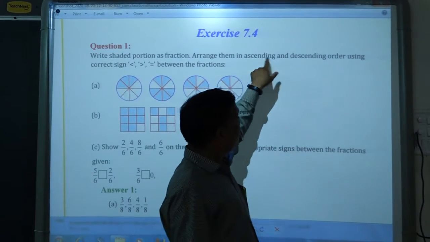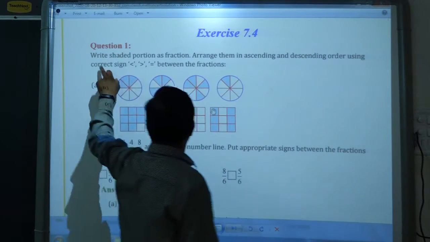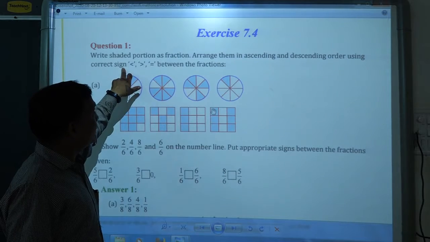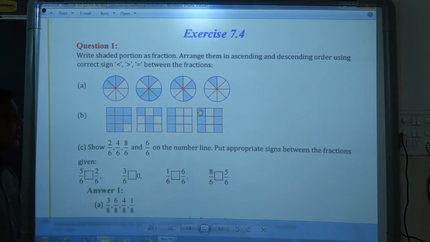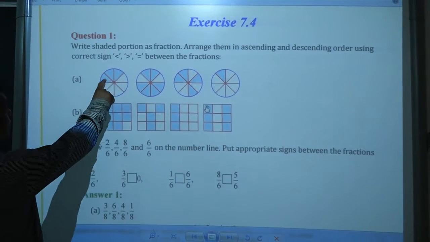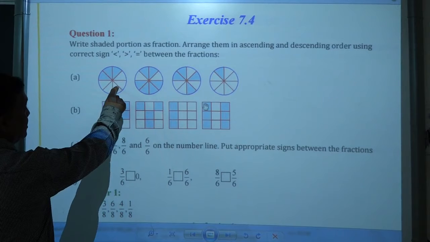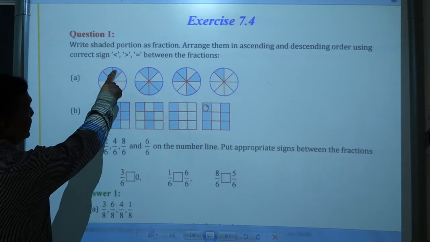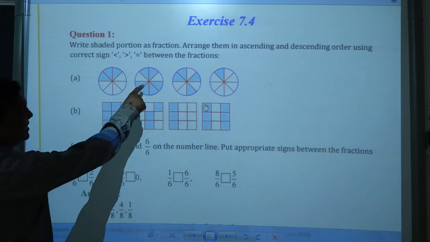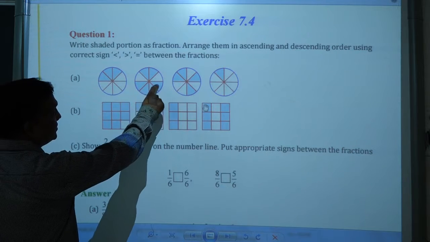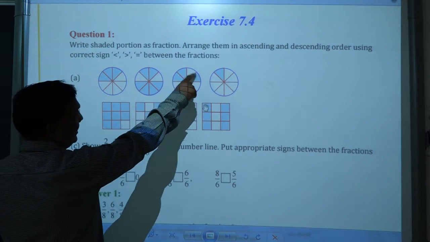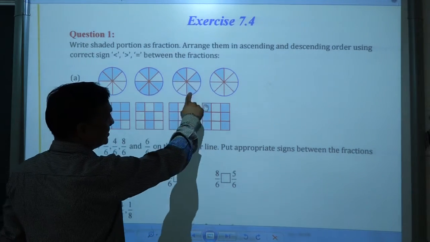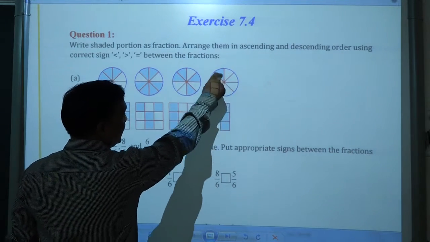Arrange them in ascending and descending order using the correct sign: smaller than, greater than, equal to, between the fractions. So here the fractions are given. You have to first write what the shaded portion is. This is 8 parts, out of 8, 3 are colored. This is 8 parts, out of 8, 6 are colored. 8 parts, out of 8, 4 are colored. And 8 parts, out of 8, 1 is colored.